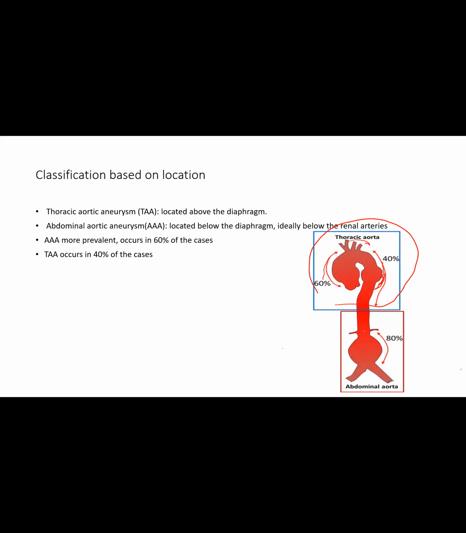Abdominal aortic aneurysm is below the diaphragm, and more specifically the abdominal aortic aneurysm more commonly forms below the renal arteries. Usually abdominal aneurysms form below the renal arteries, in around 80% to 90% of cases.